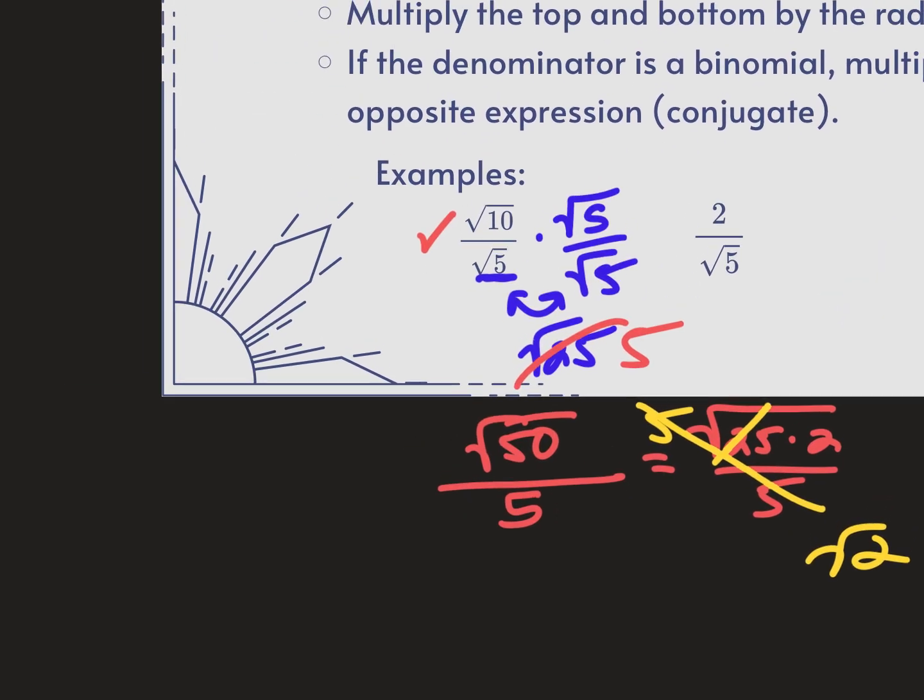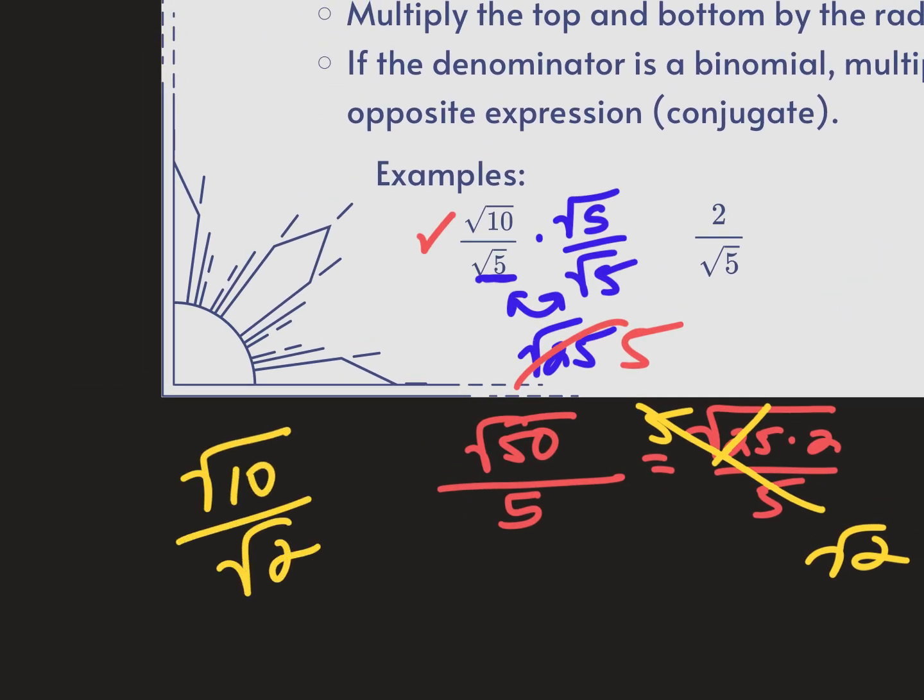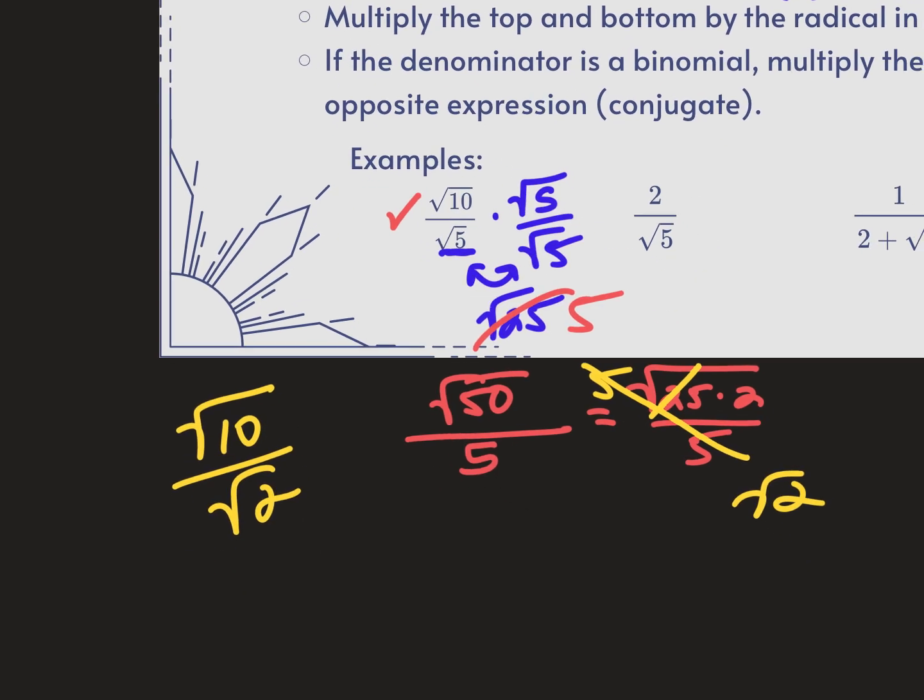What you guys can do to make your life a little easier. What do you notice about what I wrote here? The square root of 10 over the square root of 2. What do you guys notice about both of those numbers? They're not perfect squares. Good. How are they both written?